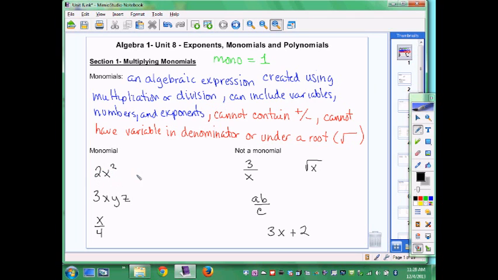Could it be negative? It can be negative. Negative's fine, positive's fine. It just can't have addition and subtraction between two things. Exponents are fine. No exponents are fine. Numbers in the denominator by themselves, fine. Just no variables in the denominator, no variables under a root, no addition or subtraction between two things. So like I said, it has to be kind of like a clump, if that makes sense.